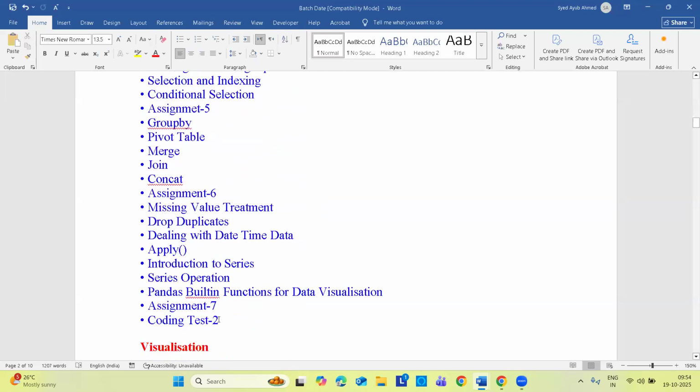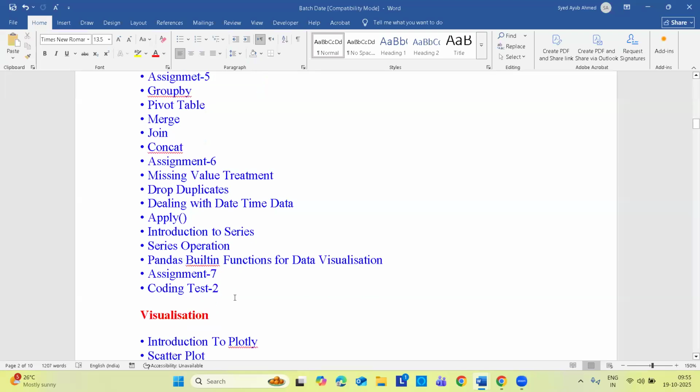Group by, pivot table, joins, and concat. So these are all concepts, guys, in advanced Python: apply function, dealing with date and time data, duplicacies in your data, missing value treatment, introduction to series and series operations. Then we'll move to the assignment and coding test as well.